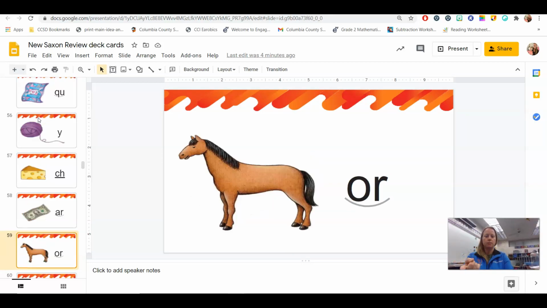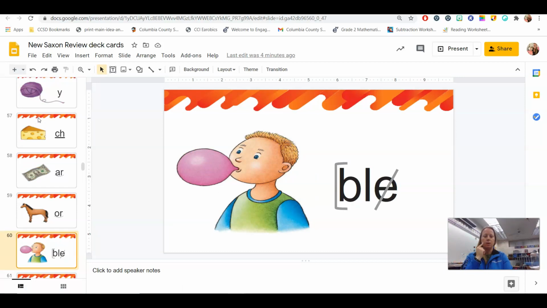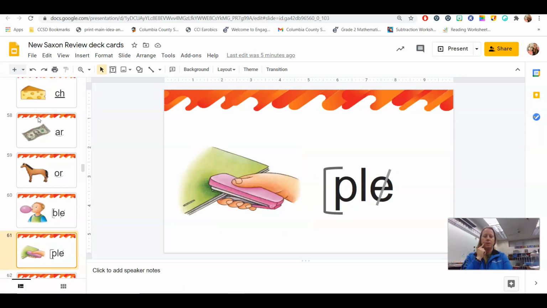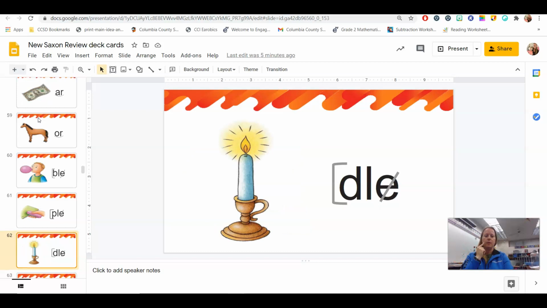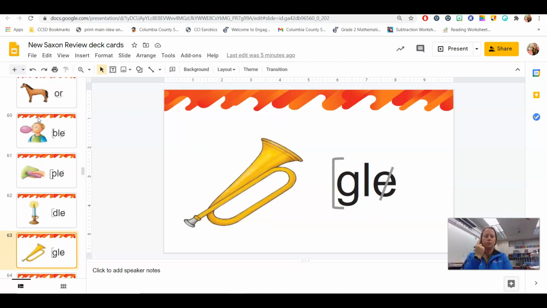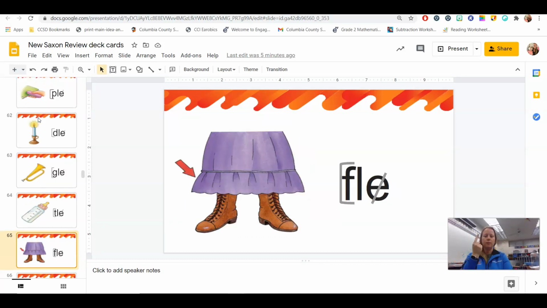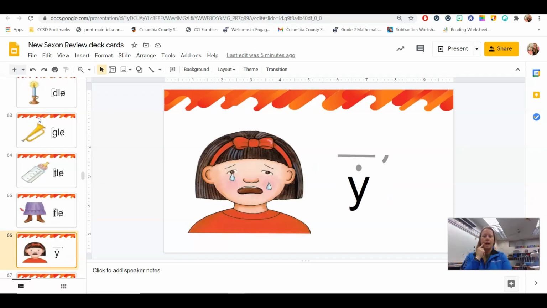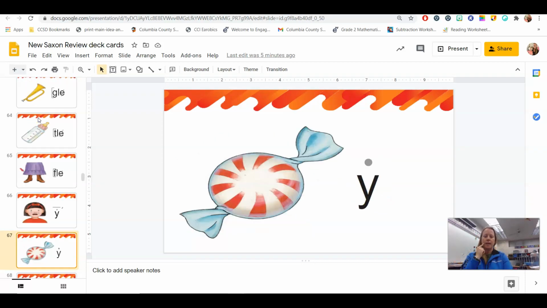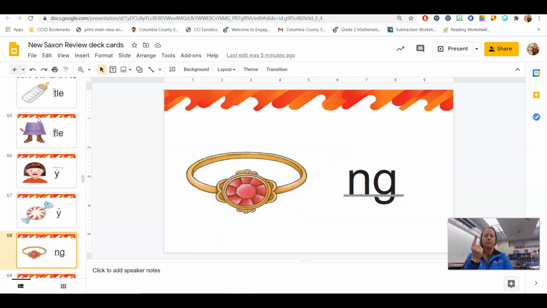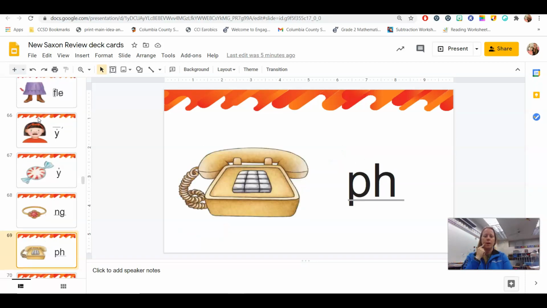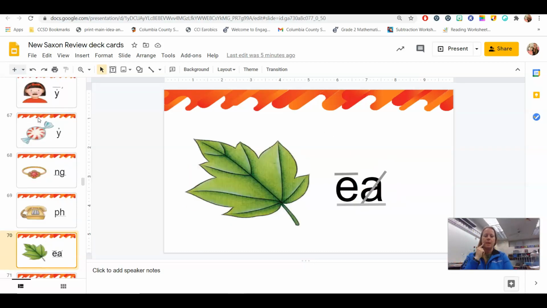Horse, or. Bubble, bull. Staple, pull. Candle, dull. Bugle, goal. Bottle, toll. Ruffle, fool. Cry, I. Candy, e. Ring, ng. Phone, f. Leaf, e.